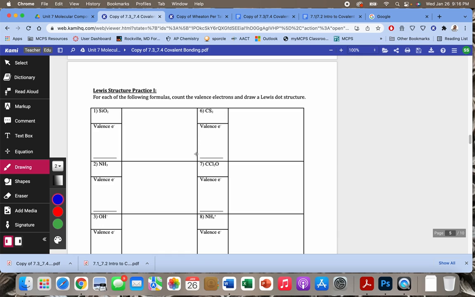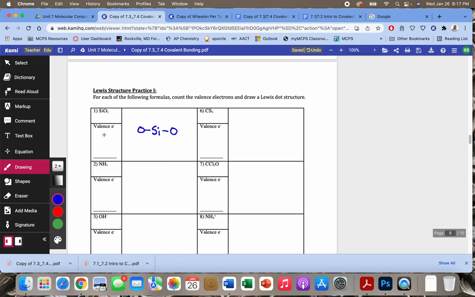Now, these have more than 2 atoms. So you're going to have to put an atom in the center. Okay, we're going to put the least electronegative element in the center. So if I have SiO2, we're going to put Si in the center. Okay, and we'll put our skeleton with oxygen on either side. So that's what we're going to do with this one because it's more complicated.